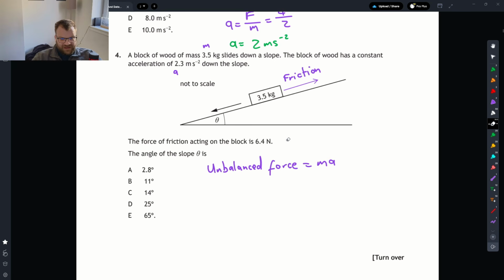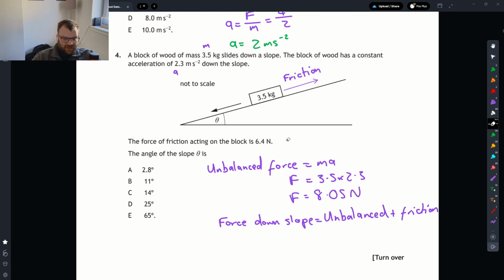Well, the fact that we have an acceleration means there is an unbalanced force down the way, which has to be bigger than the frictional force. If we work that out using ma, that will be 3.5 times 2.3, which will give us an answer of 8.05. The block also has to overcome the 6.4 newtons of friction, so add them together to get the total force going down the slope, which will give you 14.45 going down the slope.